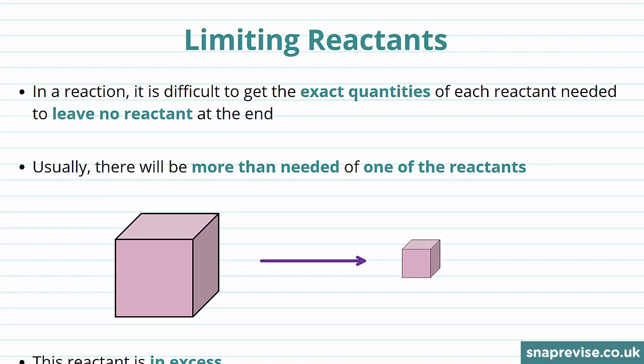The idea of a limiting reactant comes from the fact that in any chemical reaction, it is very difficult to measure out or figure out the exact quantities of each reactant that's needed in order to leave no reactant left over at the end. What usually happens is there will be more than needed of one of the reactants.